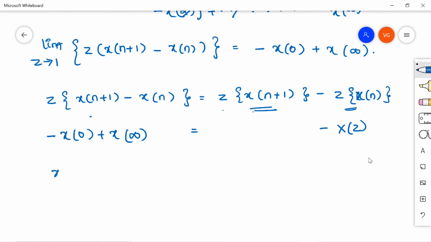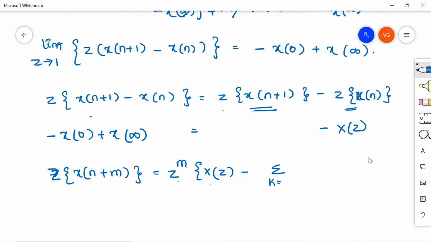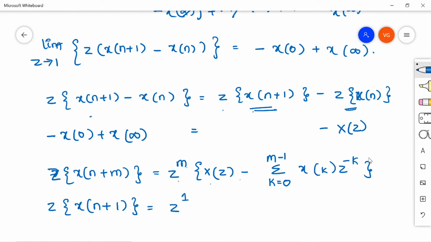So, there is a formula for Z transform of x of n plus m. It's a big formula. There is no need to remember this formula; directly you can write it down. Only for your explanation purpose I am writing. So the formula is defined like this: z to the power m X of z minus sigma k running from 0 to m minus 1 of x of k z to the power minus k. Here this is x of n plus 1, so in place of m I have to write 1 in the formula. So this will be z to the power 1.